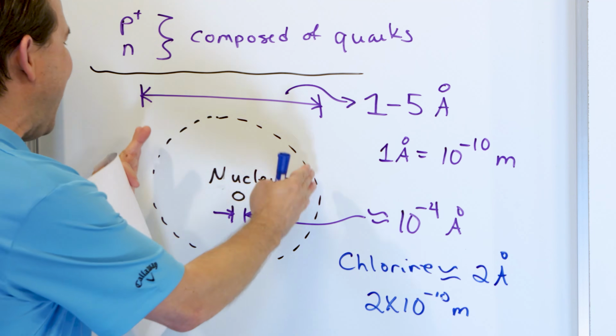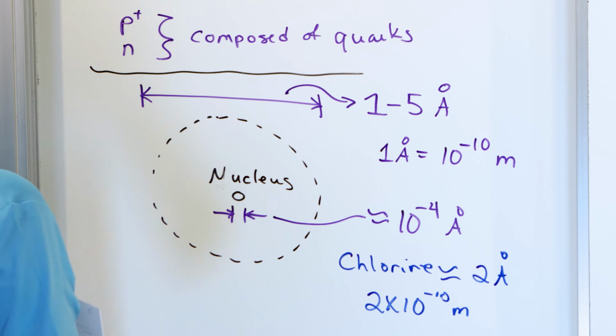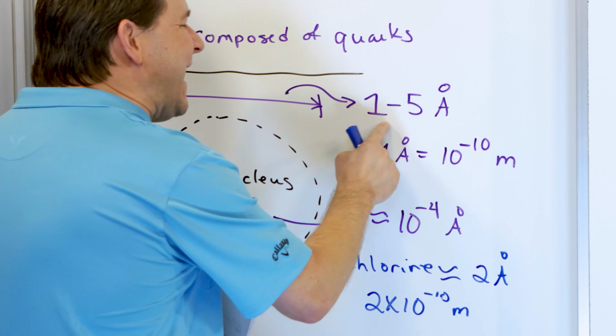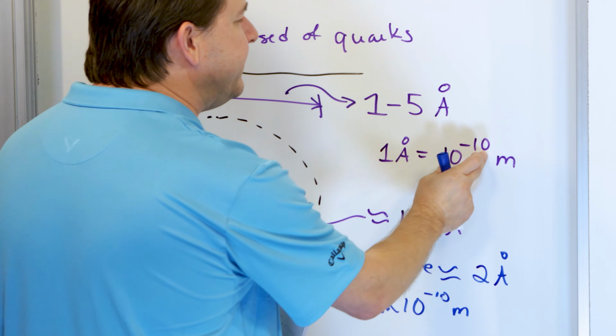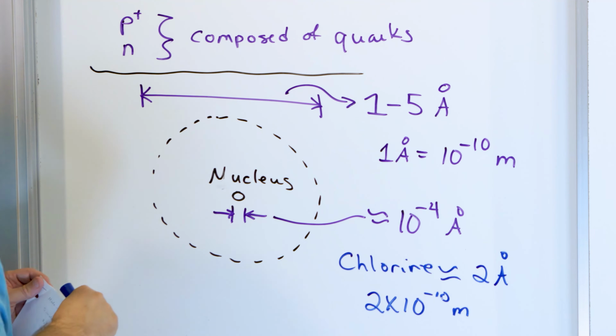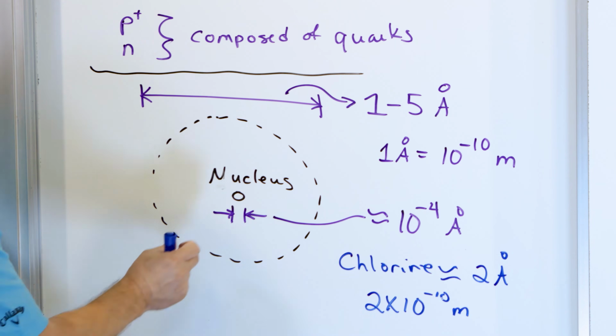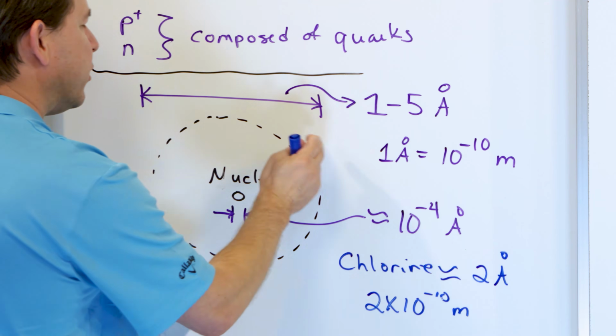And then we said the boundary of what we call the atom is on the order of around an angstrom, up to maybe around 5 angstroms. An angstrom is 10 to the minus 10 meters, so 10 times smaller than a billionth of a meter. But the nucleus is thousands of times smaller than the atom.